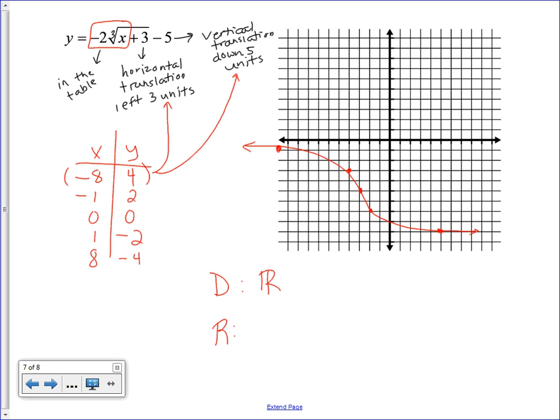The range for our cube root function, again, the y is going to go up forever and down forever. That's what those arrows indicate. Though it's increasing and decreasing slowly, it's still going to go up and down forever. Our y values are going to be all real numbers as well. So our domain and range are both all real numbers for cube root functions. And that is all.